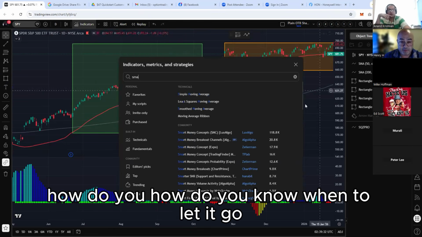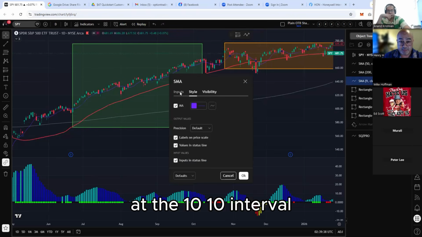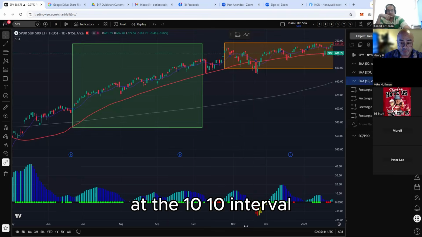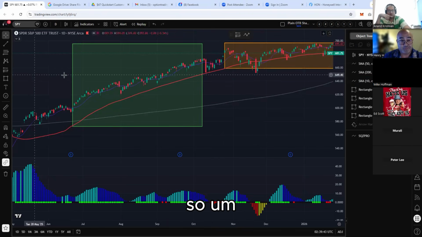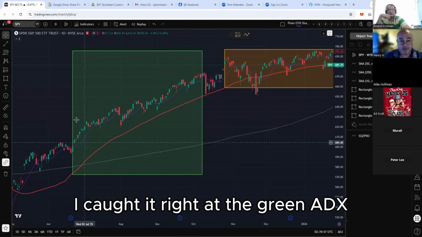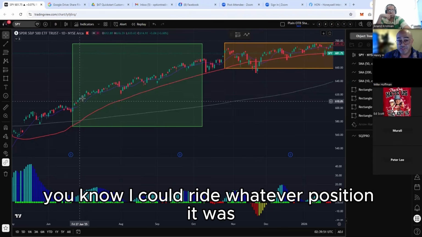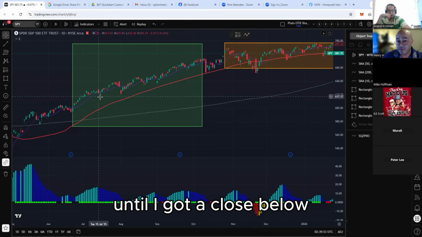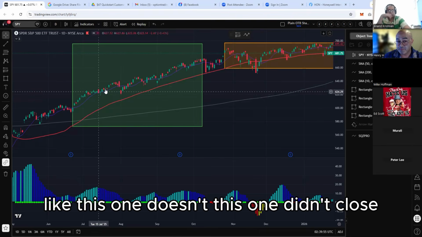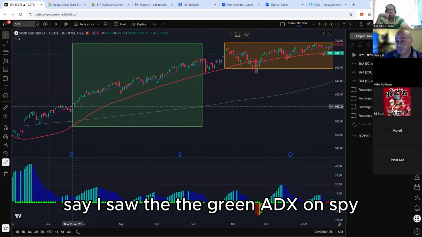How do you know when to let it go? So this is one of the things that I do: simple moving average at the 10 interval. If I happen to get lucky and I caught it right at the green ADX, I could ride whatever position it was until I got a close below. Like this one didn't close. This one closed.